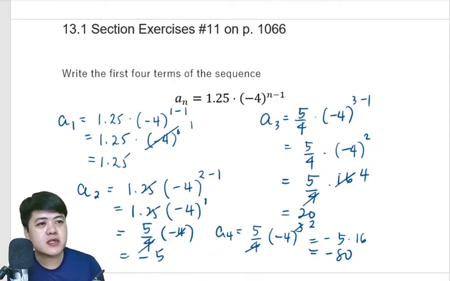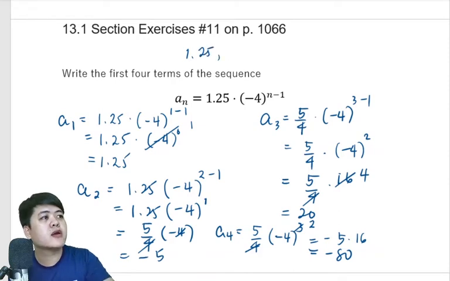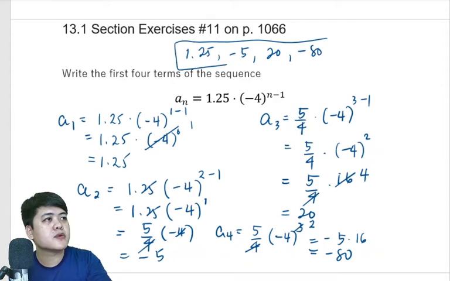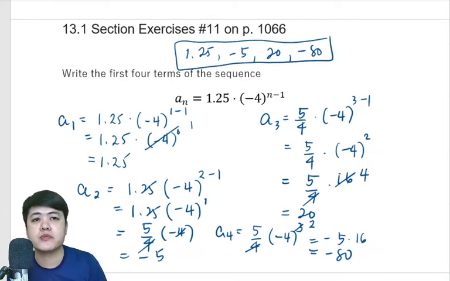Negative 5 times 16. Kasi alam na natin na negative to. Ayoko lang mag-multiply ng madami kasi magiging 64 pa to. So, di-divide ko ulit sa 4. 16 naman din yon times 5. So, it's negative 80. So, therefore, the first 4 terms are 1.25 or 5 over 4, negative 5, 20, and negative 80. So, those are our first 4 terms for number 11.